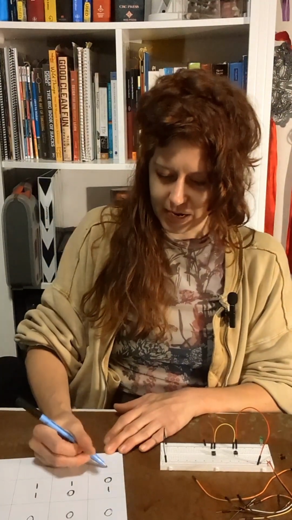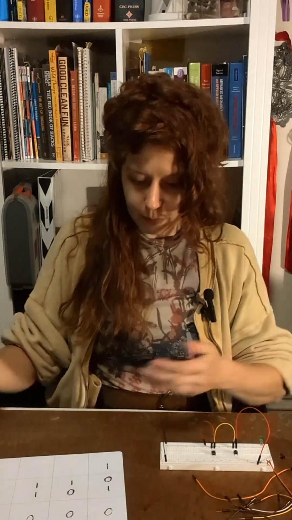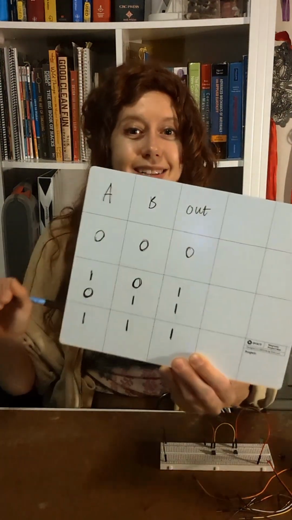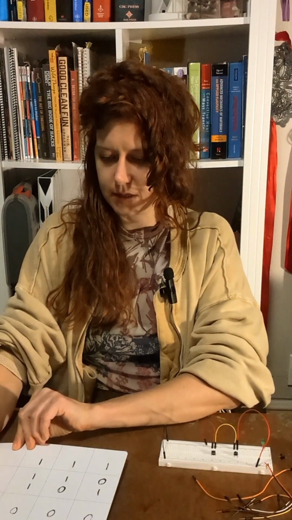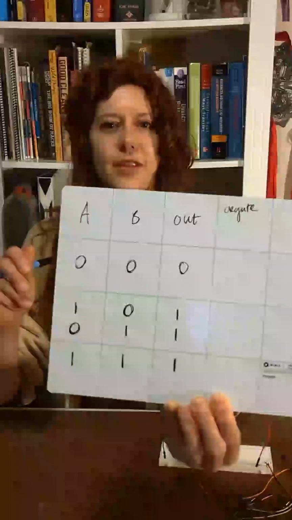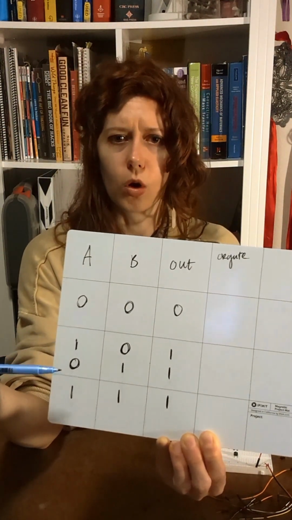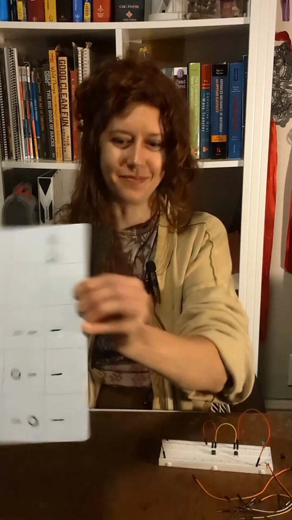Okay, so then if I press both buttons, what do you think will happen? The output is on. All right, so that is our OR gate. I should probably label this. OR gate. There we go. Yep, OR gate. So if either A or B is pressed, then the output is on.